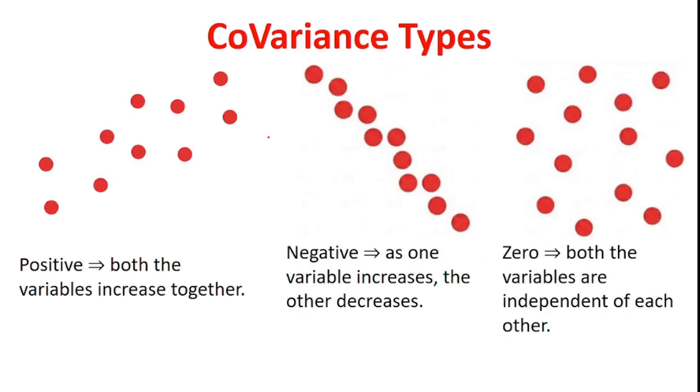In covariance, you have three types, namely positive covariance, negative covariance, and zero covariance. In positive covariance, if you see, both the values increase together. So if the x-axis increases, the y-axis also increases. But in negative covariance, as one variable increases, the other decreases. When x increases, the y variable starts decreasing. This is negative covariance. But in zero covariance, both the data x and y are independent of each other. That is called zero covariance.